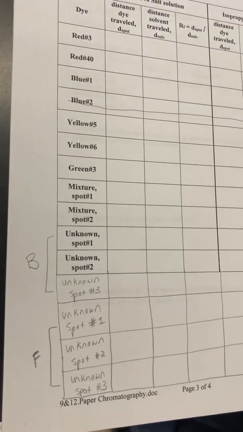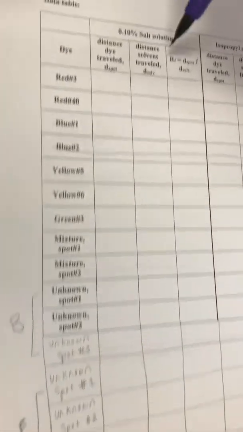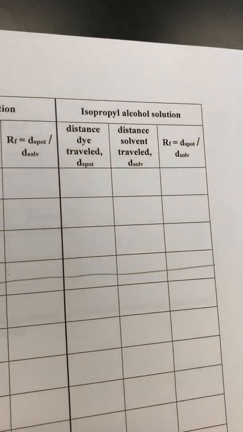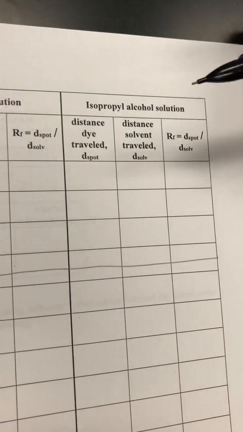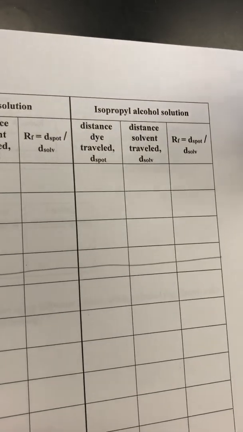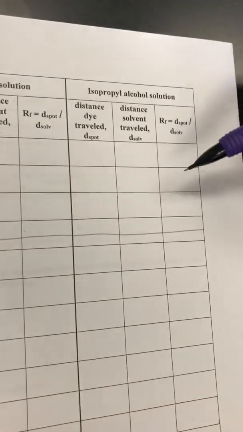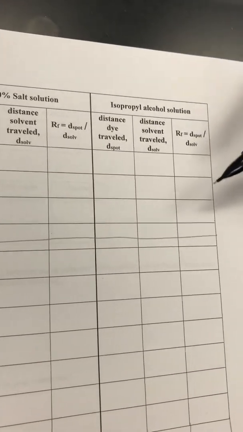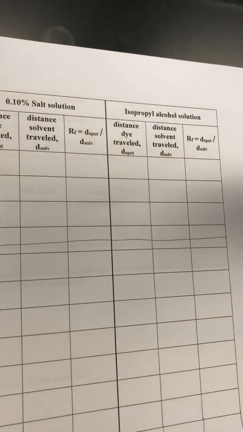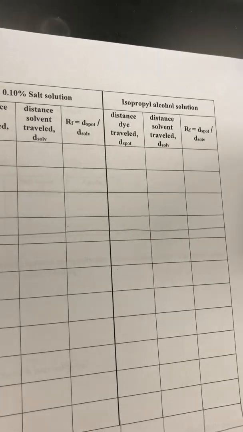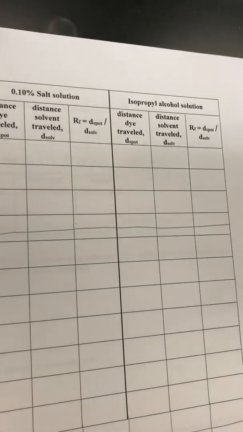Now, another thing I want to mention is that we're doing them in both salt and the isopropyl alcohol. And so sometimes when you're doing this, you might be like, I don't know which red it is, because maybe for one of them, the retention factors weren't as clear. And so you would look at both. So when you're trying to figure out what your unknowns are, we want to look at both of our mobile phases, both our salt solution and our isopropyl alcohol, because that's the big goal of today's lab.